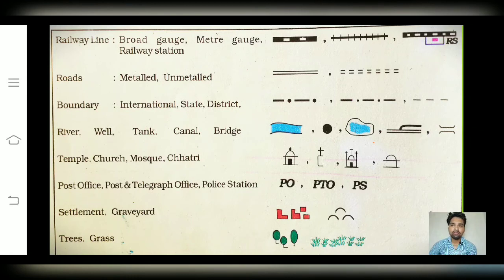So please take a screenshot or go to your notebook and remember these symbols carefully. If you do this, you will easily understand how to locate any place on the map and you will easily understand the purpose of making a map.